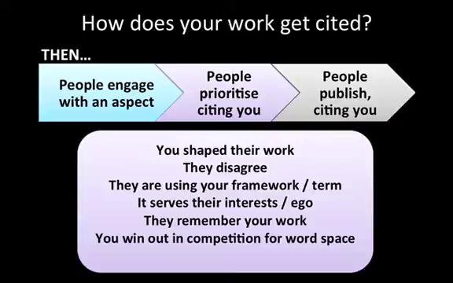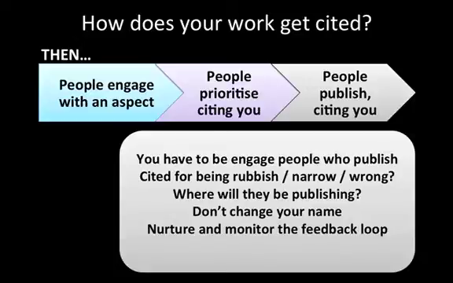So then, of course, the people who've found your work, chosen to read it, engaged with an aspect, and then prioritised citing you, they actually have to get published. There's no point getting read and cited by people whose work is written into manuscripts that never get published. You have to engage good people, people who are out there and publishing. They have to think about why you're going to be cited. You don't want to be cited for being rubbish, narrow, or wrong. Now that will boost your Google graph.